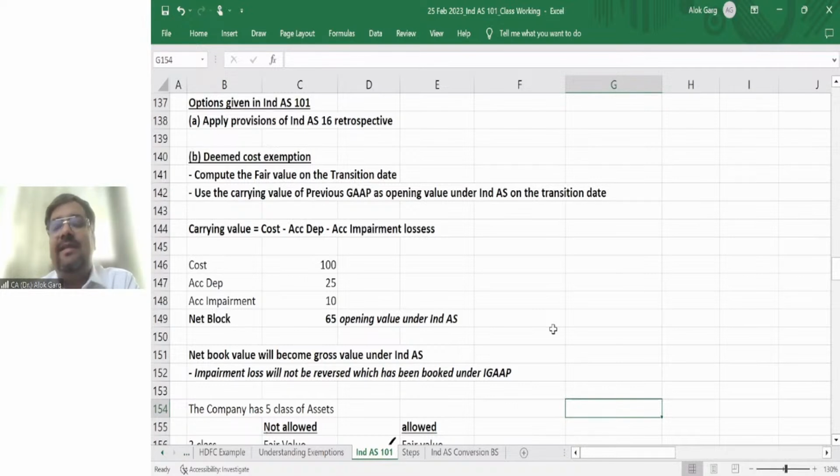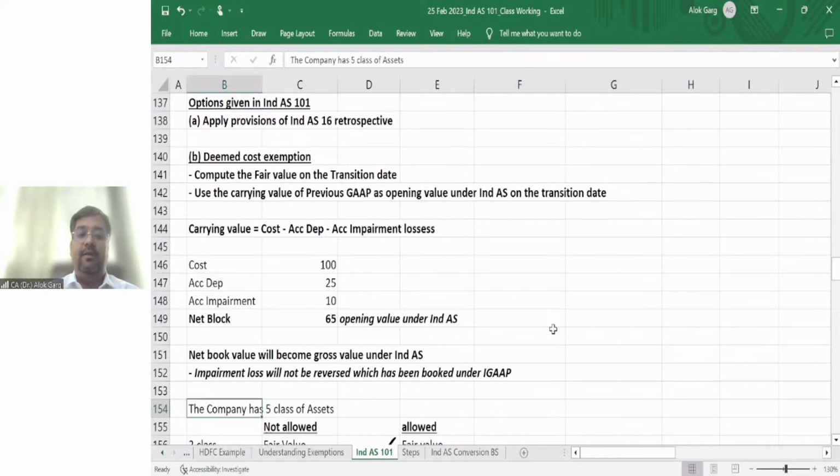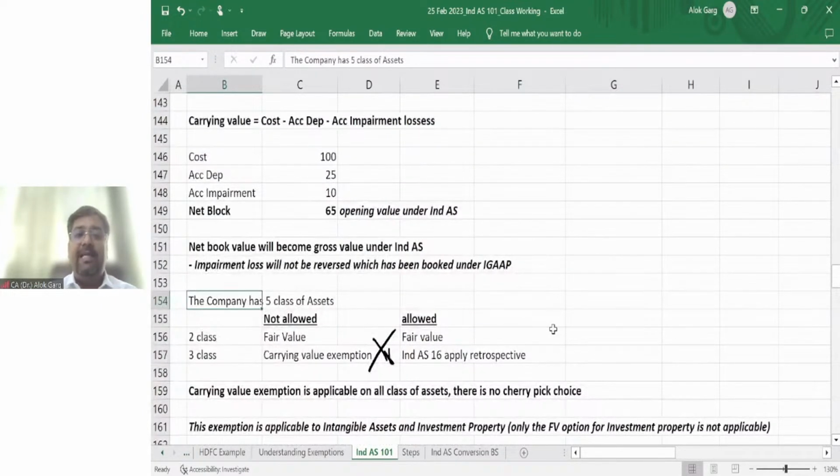So friends, standard says that it is not allowed. It is not allowed means you cannot do the cherry picking of fair valuation on some class of asset and carrying value exemption on some class of asset. That is not allowed, right? That is not allowed. So the company has 5 class of assets. So let me clarify this more.